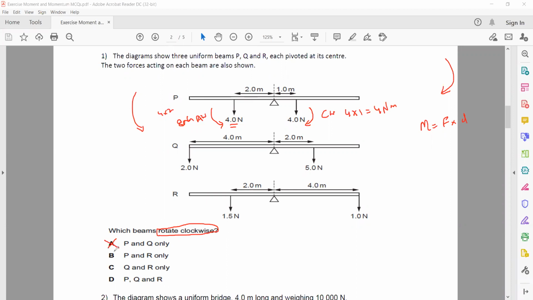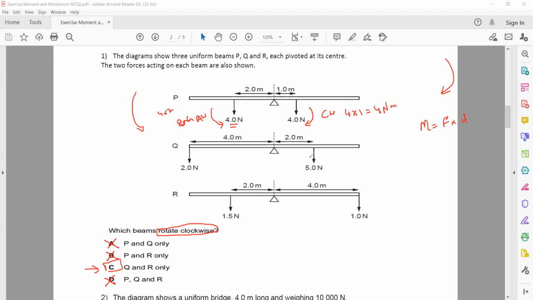So A cannot be an answer, B cannot be an answer, D cannot be an answer. So we are left with C only, that Q and R will rotate clockwise. I can show it by calculation as well, but if you use your understanding, you can work out the wrong answers and easily find the correct one.